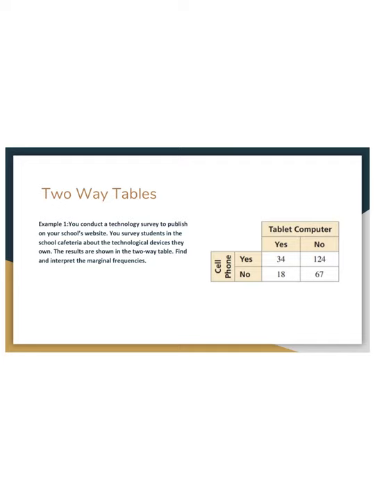So for our first column here, having a tablet computer, I'm going to add 13 and 84 together, and I get a value of 52. So there are 52 students who have a tablet computer. If I were to go ahead and add my next column together, the 124 and the 67, I would get a total of 191. So there are 191 students who do not have a tablet computer.